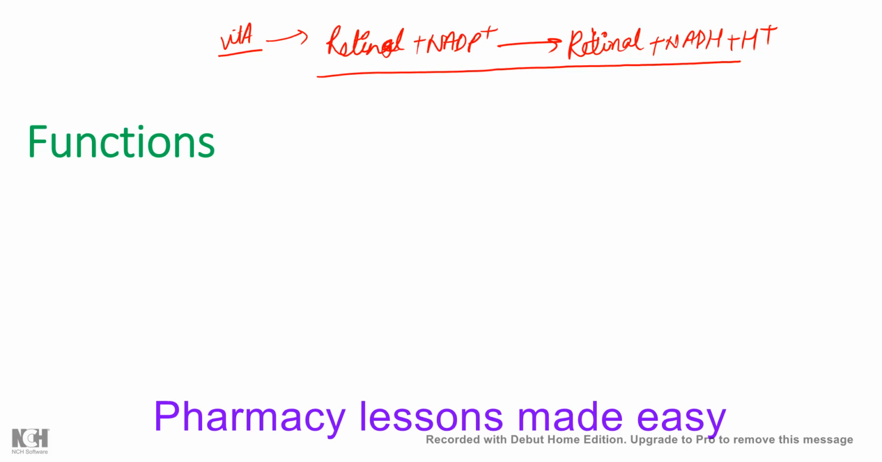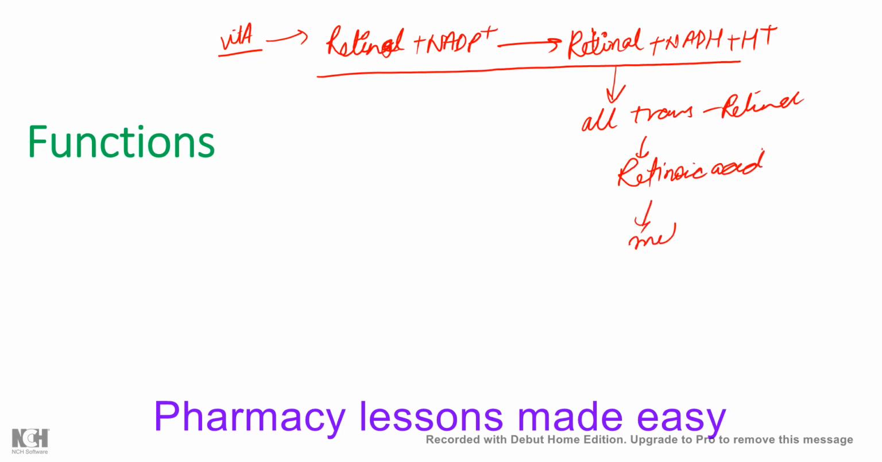By this conversion by alcohol dehydrogenase enzyme through beta carotene, this may get converted into all-trans retinol also, which may convert it into retinoic acid. And this will get metabolized. So this is how vitamin A actually works.